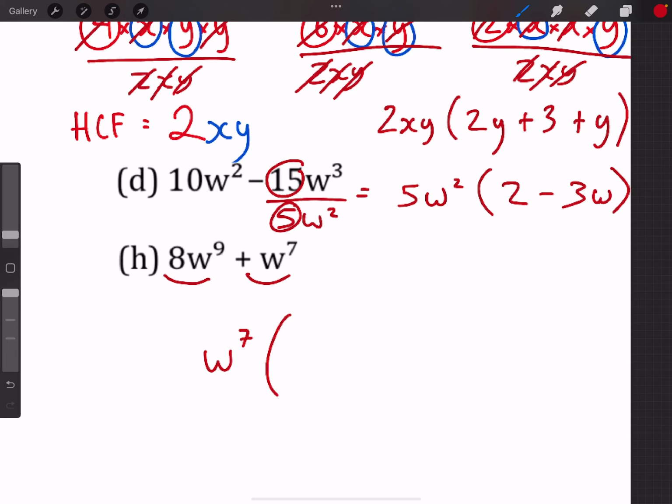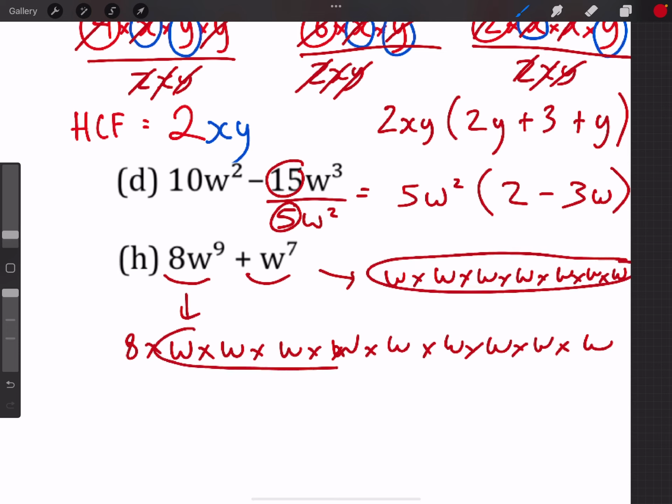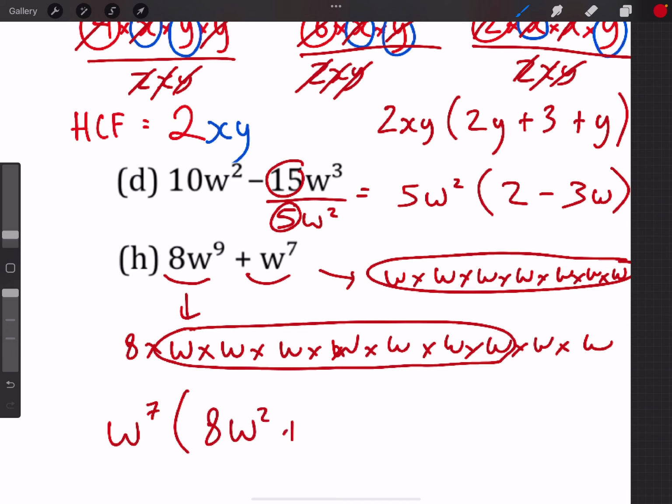Alright, so what's happening is this. You have 8 times W, 9 times, okay? And this one has W 7 times. One, two, 3, 4, 5, 6, 7, 8, 9. So we can take out W to the 7 because this also has W to the 7 as well. So we can take W to the 7 outside, and inside here you're going to have 8W squared plus 1. W to the 7 divided by W to the 7 is just 1. And yep, that will be the answer.